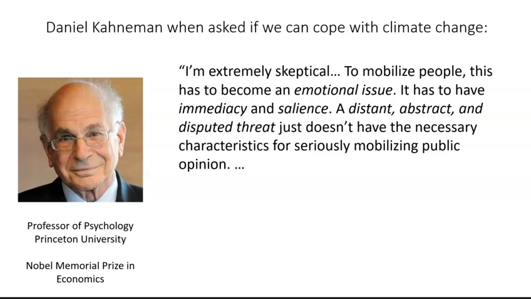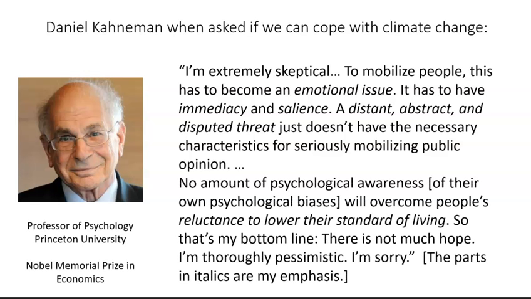So the person asking him questions said, well, suppose you explain to people that, look, people don't think clearly about these kinds of long-term threats. Our brains have evolved to think about immediate threats and to deal with those. But our ancestors did not evolve in an environment in which they had to deal with threats that were, as he says, distant and abstract. Well, he's not optimistic there either.